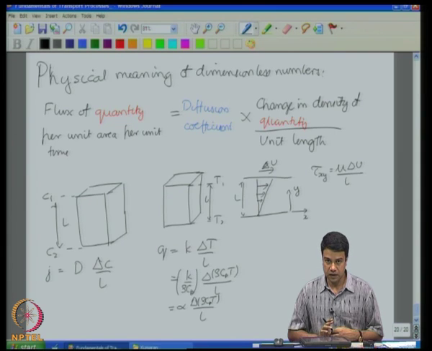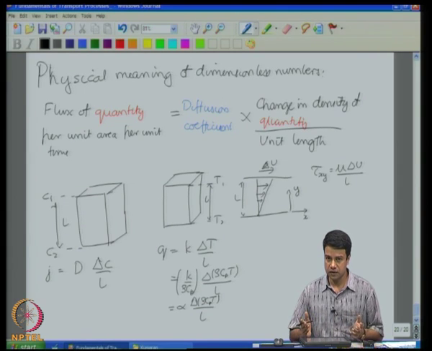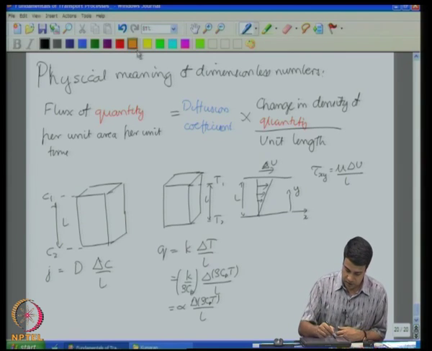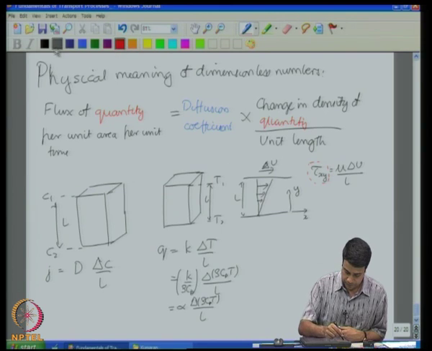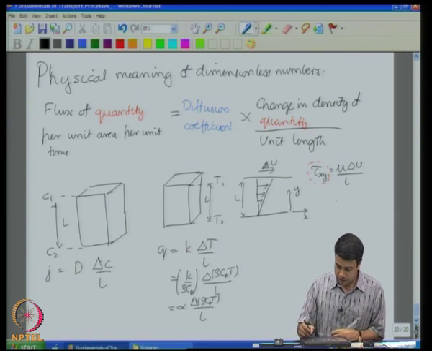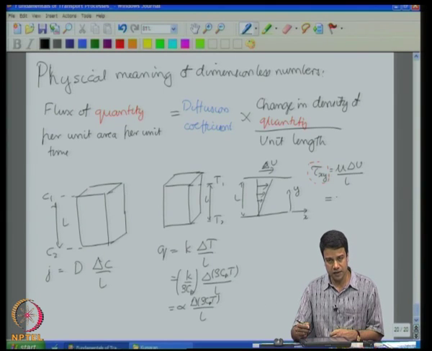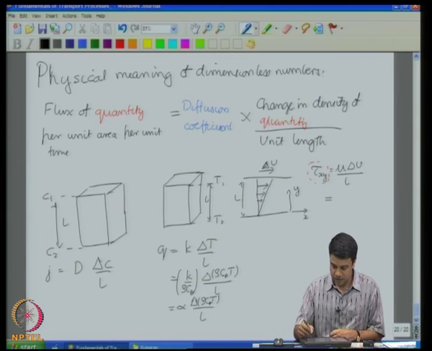Flux of quantity, in this case flux of momentum, is momentum transferred per unit area per unit time. Rate of change of momentum is a force. So, flux is the force per unit area, that is the stress. So, this thing is the flux of momentum. That has to be written as something times the change in the momentum density between these 2 points.